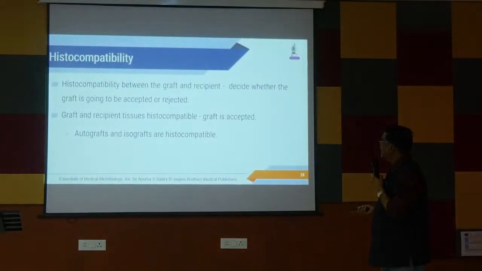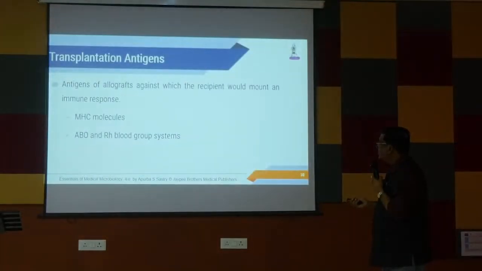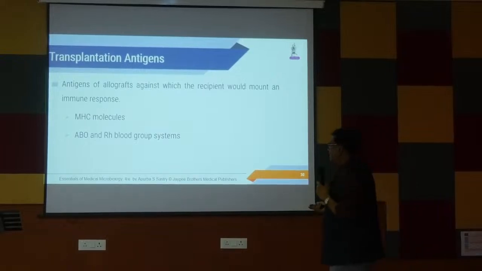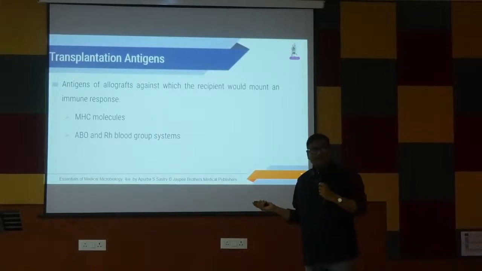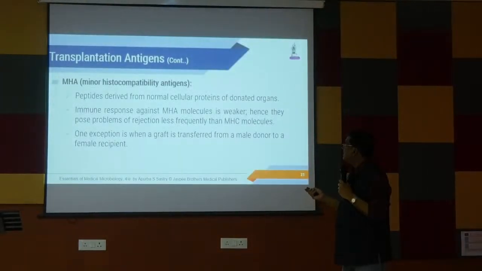For histocompatibility matching of graft and recipient, there are different factors to consider. Most importantly, MHC molecule and ABO-Rh compatibility. First, for the acceptability of the graft, we go for the blood grouping of the donor and recipient. So first blood grouping is required, followed by MHC molecule matching. The immune response is already known to you now.